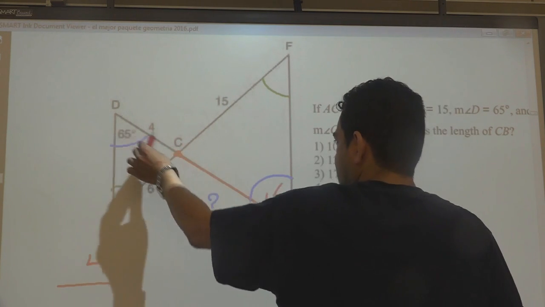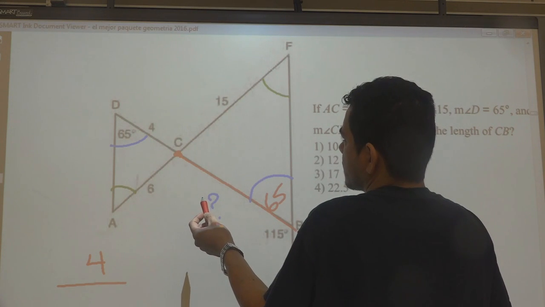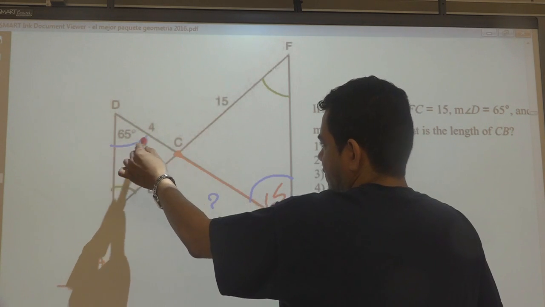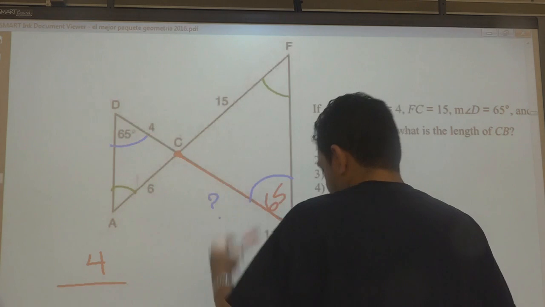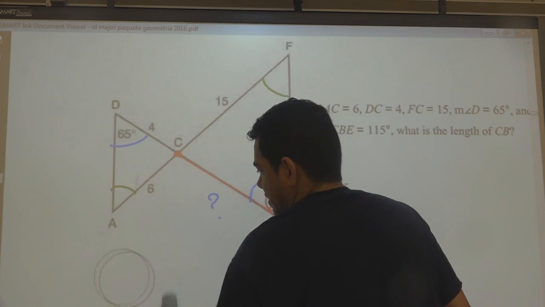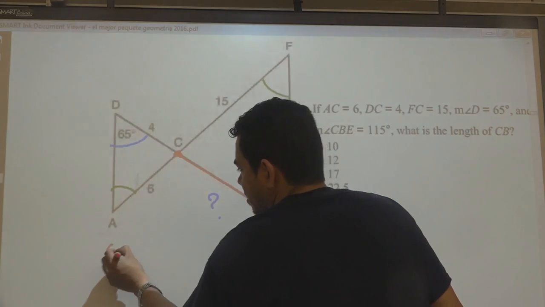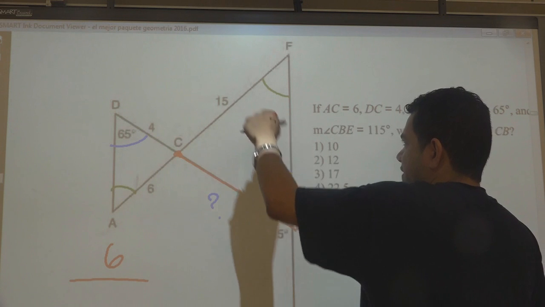This 4 DC corresponds, okay, 65. 65 is opposite to 6. 65 is opposite to, okay, you know what? I'm going to start like this. 6 is opposite to 65, so I'm going to start with the 6. Okay, and now on the big triangle, what's opposite to 65? 15.